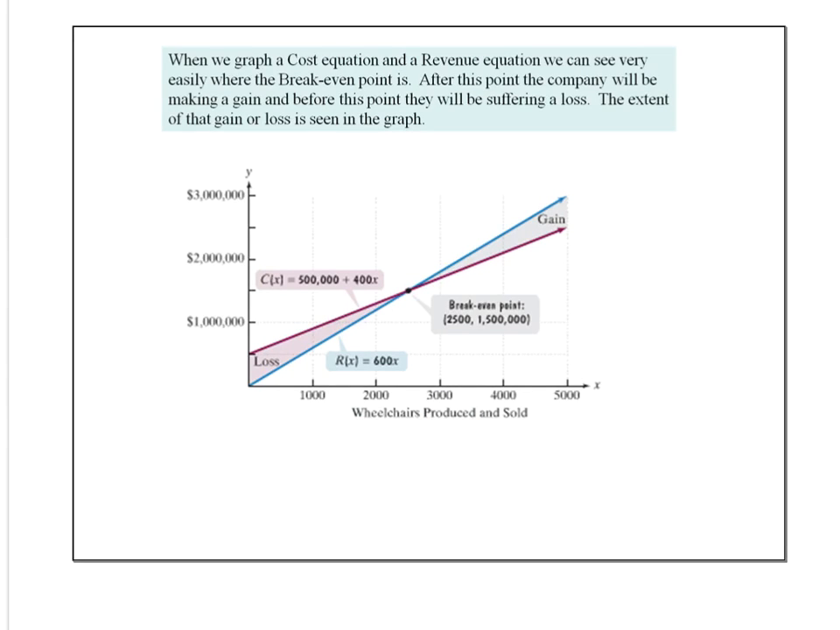So when we graph a cost equation and a revenue equation, we can very easily see where the break-even point is. The break-even is where both of those lines intersect, which means that you have made as much money as it took you to make those. So normally what we want is our revenue to be higher than our cost. So in here is where our profit comes. This is telling us that we've lost money because it's cost us more to make the items than to sell them.